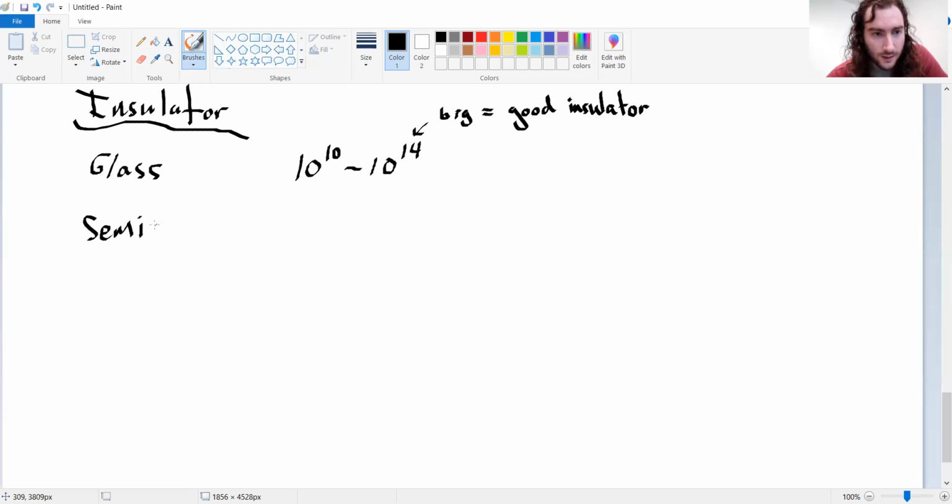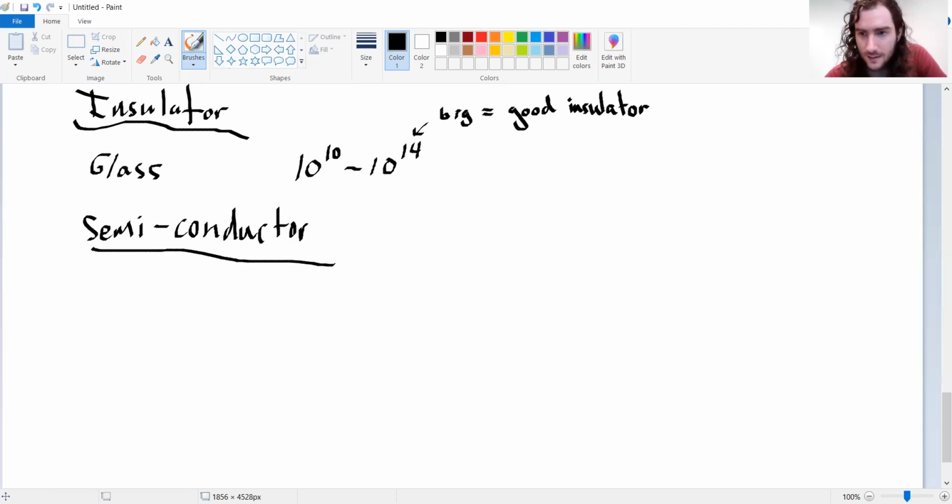So, semiconductor. How about graphite? They list graphite as 3.5 times 10 to the minus 5. Graphite is just pure carbon, 3.5 times 10 to the minus 5. Again, the units here are ohm meters.